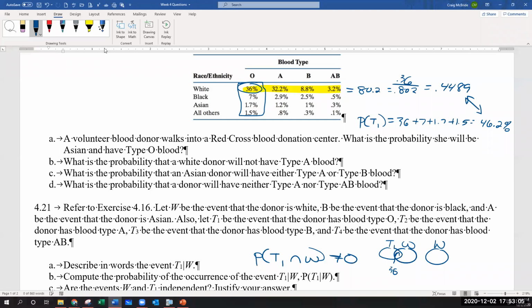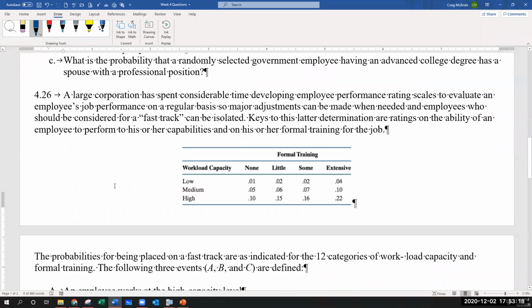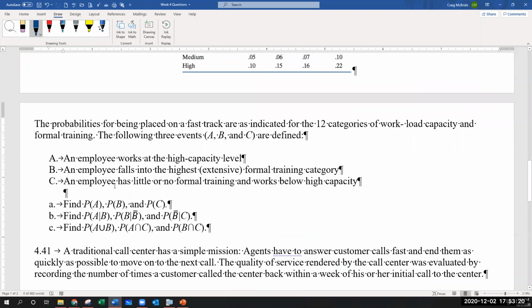I do. I was hoping before we ended, you could explain 4.26 letter B, and mainly that last one, I think it's the probability of not B given C.